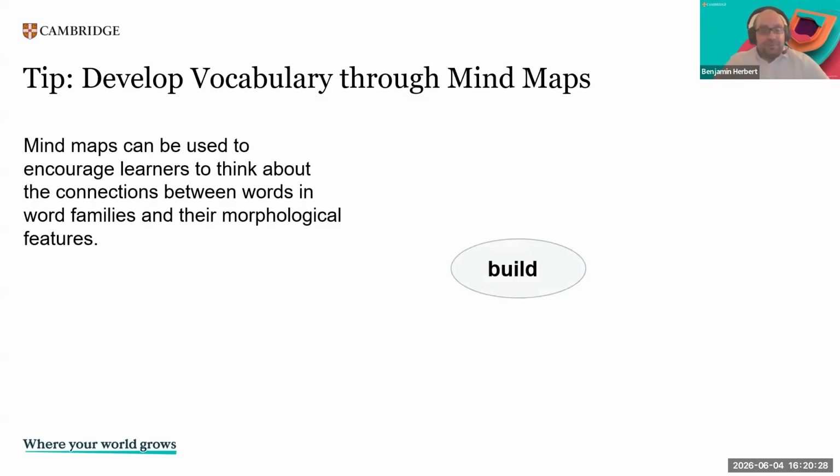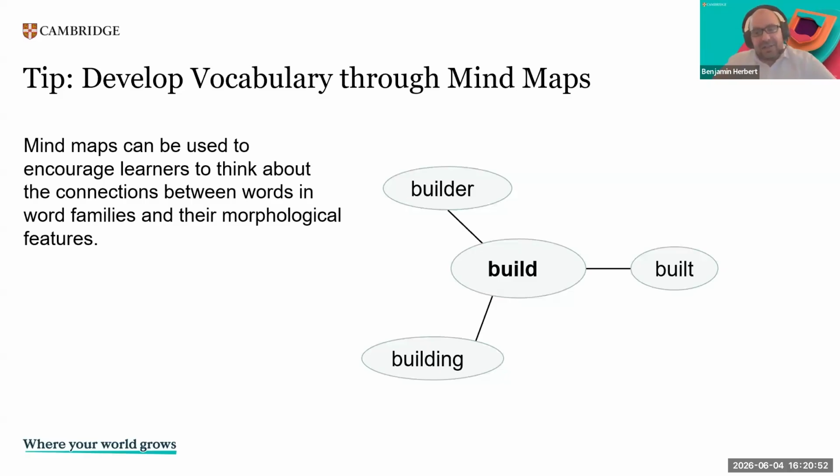So, for example, at perhaps B2 level, I could give my learners a word like build, and I could ask them, well, what words can we form from build? I might ask them, what type of word is build? It's a verb. Okay, what words can we create from build? And we might have something like this. And already, this is quite a useful technique. I can ask my learners, well, what word class is built? Okay, it's an adjective. Okay, good. But notice builder and building are both nouns.